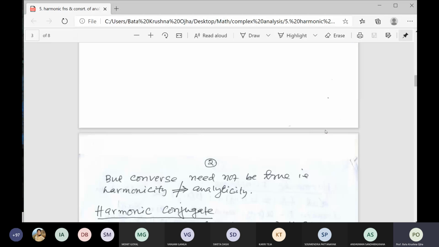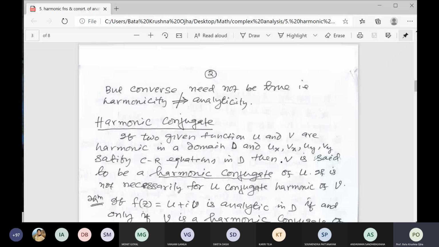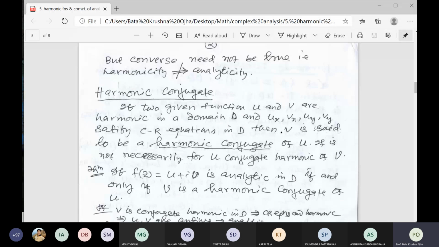So, what is a harmonic conjugate? If two given functions u and v are both harmonic in domain D, so that ux, uy, vx, vy satisfy the CR equations, then v, the imaginary part of the function f(z), is called a harmonic conjugate of u. V is said to be harmonic conjugate of u.